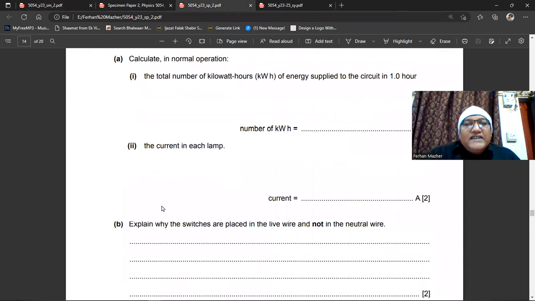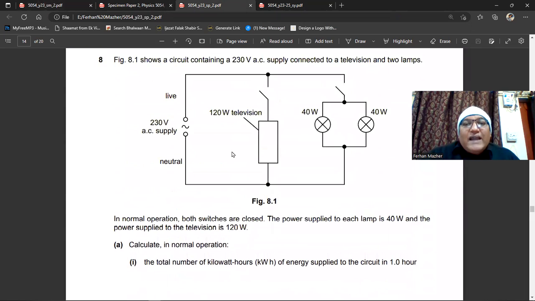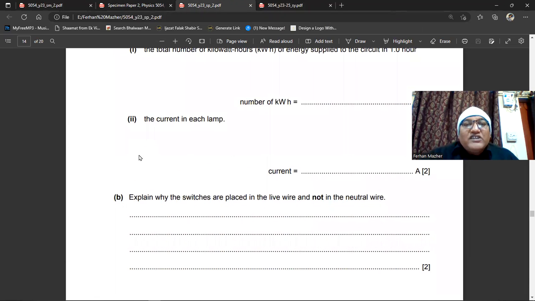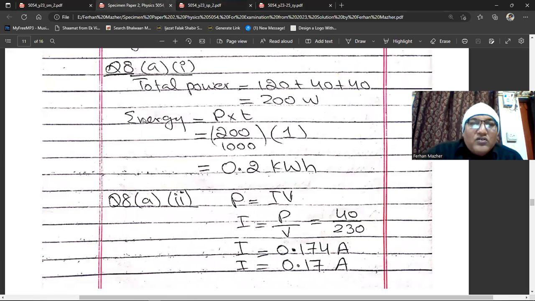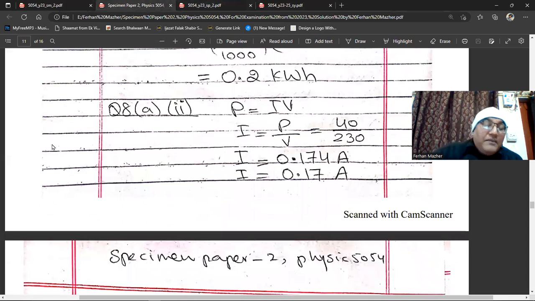Okay. It says the current in each lamp. So I know because you see this, and this, these three are parallel to this power supply. So the voltage drop here is 230 volt. The voltage drop here is 230 volt. The voltage drop here is 230 volt. Okay. So their question is the current in each lamp. I know the power, that is 40 watt in the lamp. I know the voltage, that is 230 volt. I can find out the current in that lamp.